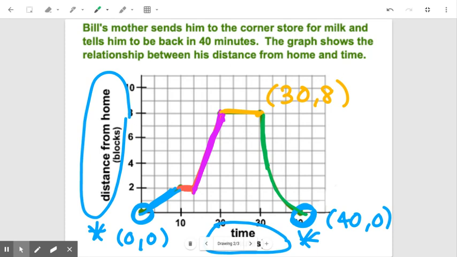You need to make sure that you read the situation, look at the labels, and really analyze the points and analyze the sections of the graph if it's continuous to be able to answer questions completely, and make sure that you answer completely in sentences.